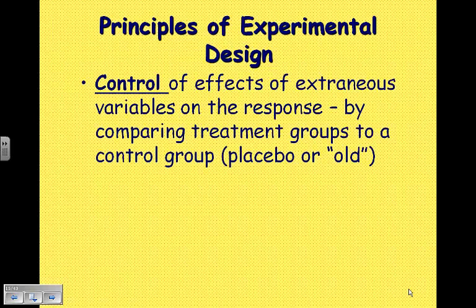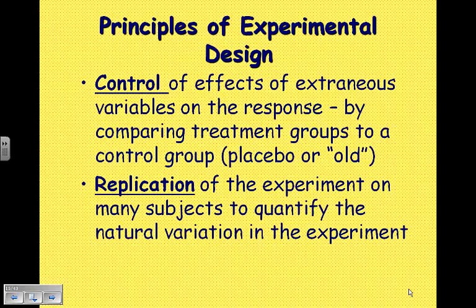Okay, so now that we've gone through our fanciful example of rabbit food, principles of experimental design. You have to control. So control of effects of extraneous variables on the response. You need a control group. You have control by comparing treatment groups to a control group. Replication of the experiment on many subjects to quantify the natural variation in the experiment.